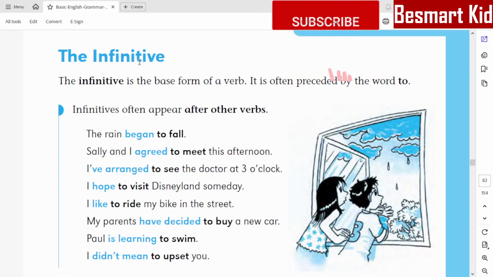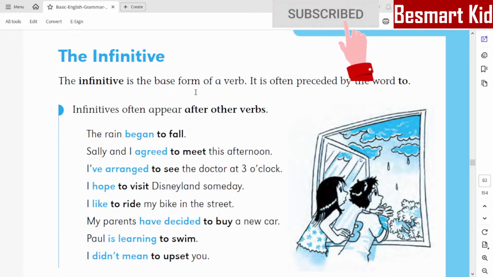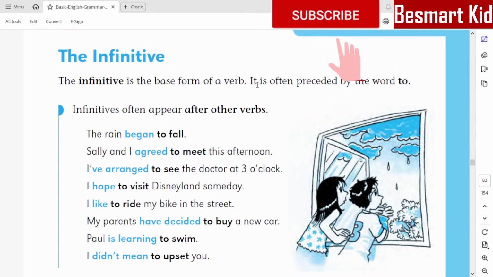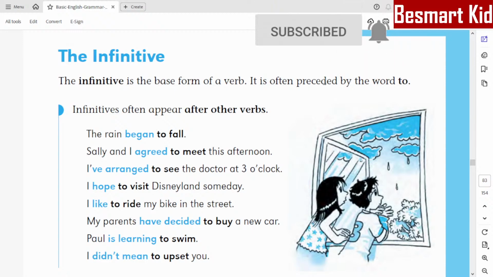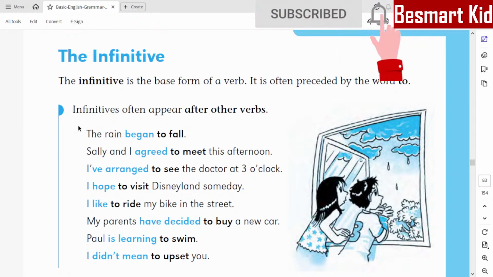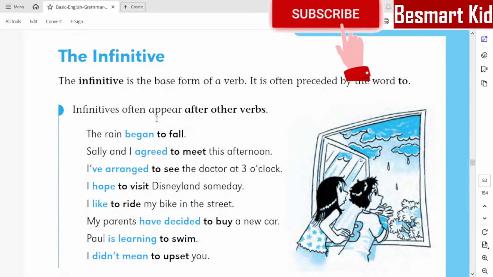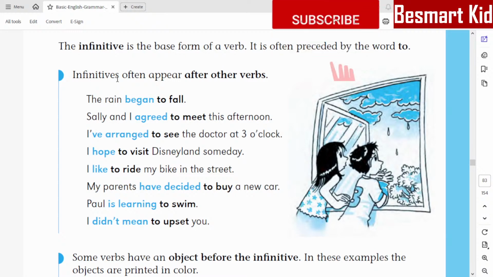We have the infinitive. The infinitive is the base form of the verb. It's often preceded by the word to. The infinitive often appears after verbs. The rain began to fall.